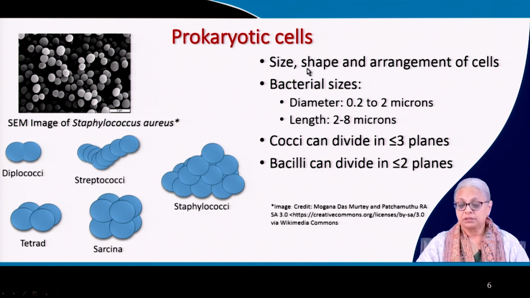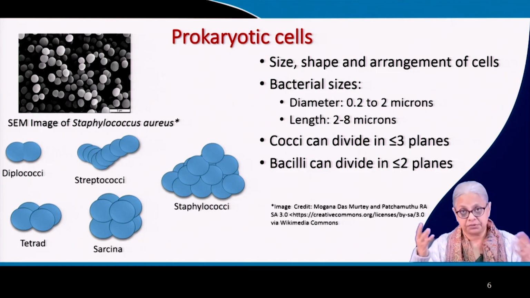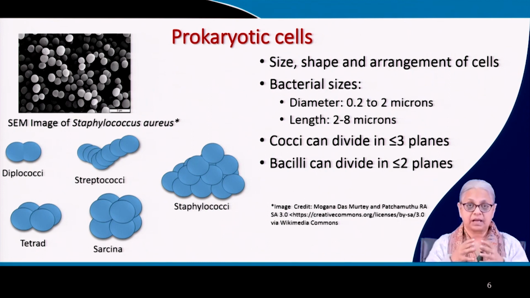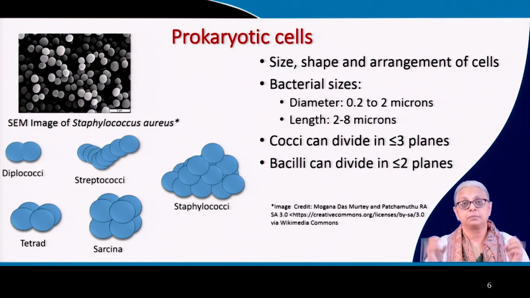So let us start with the size, shape and arrangement of cells. We all know, I think most of you have studied in high school, that bacteria are single cells capable of living on their own, and they reproduce by binary fission. That single parent cell becomes two daughter cells, and those two become parent cells and produce four daughter cells, and so on. And that's how the bacteria continue to reproduce.